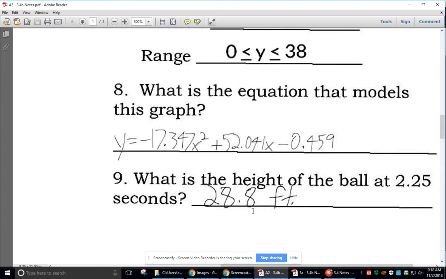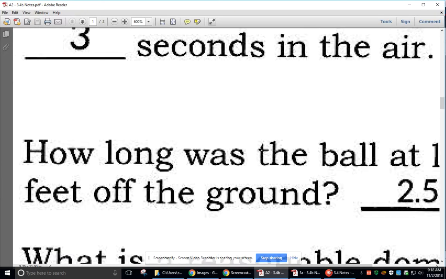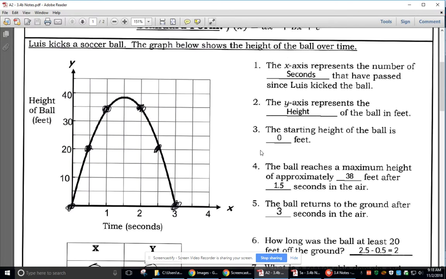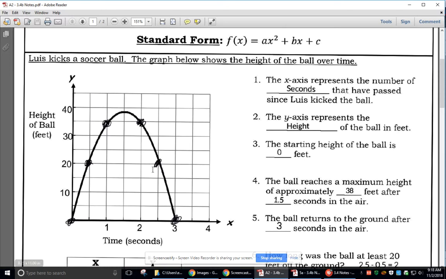So there we go. Now, let's go over the rest of this because as I was talking about this, I realized I skipped 1 through 7. So let's talk about what this graph means. The x-axis stands for time in seconds. The y-axis stands for height of the ball in feet. So this guy Luis kicked a soccer ball, and this is the graph of it, okay?